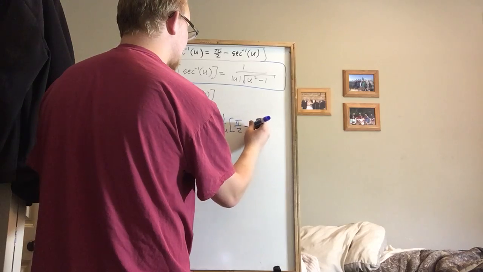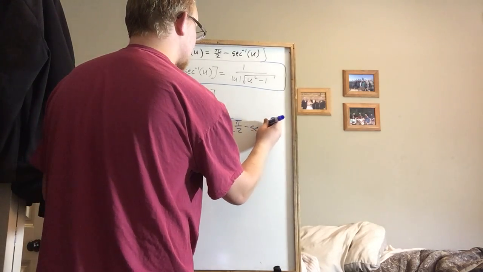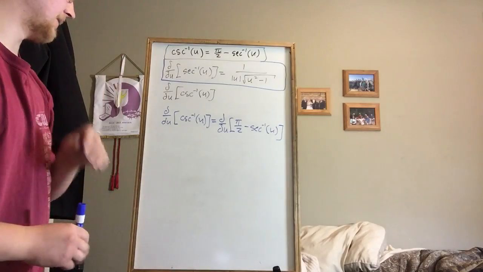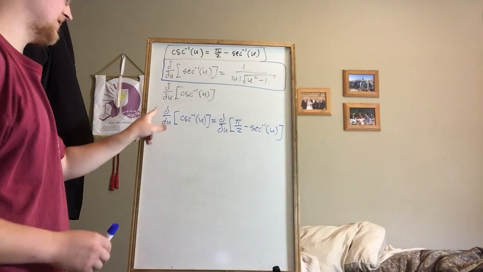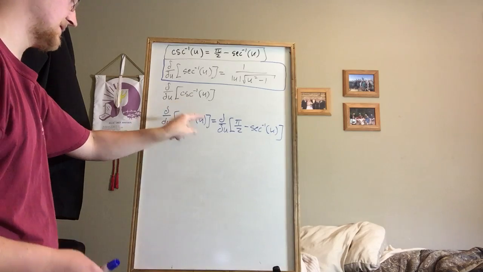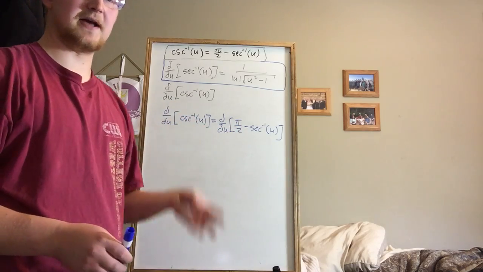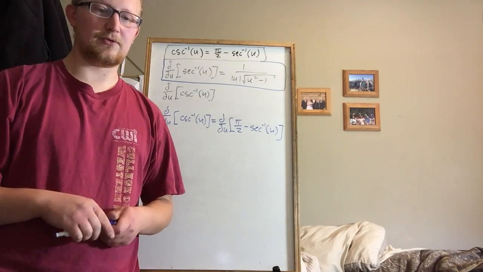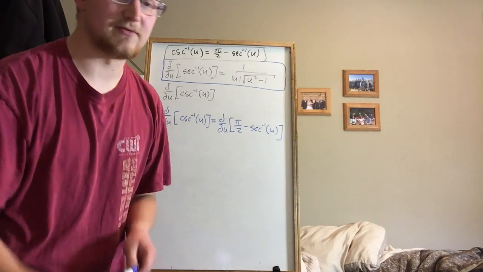So this side is pi halves minus the inverse secant of u, also known as the arcsecant. And so we're solving for d du of cosecant minus 1 of u. So we're going to leave this side the same, but we're going to take the derivative of this side. And for this step, the choice that you pick on the right in their options is going to be take the derivative of both sides.